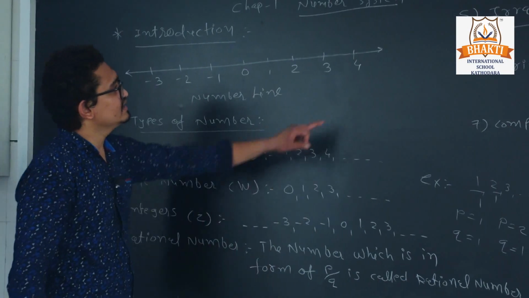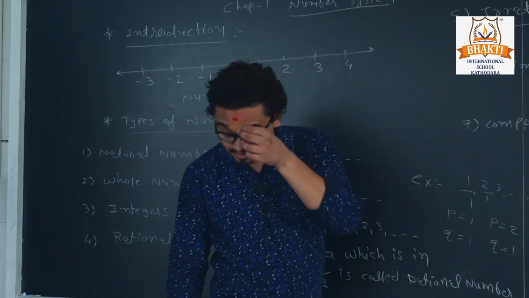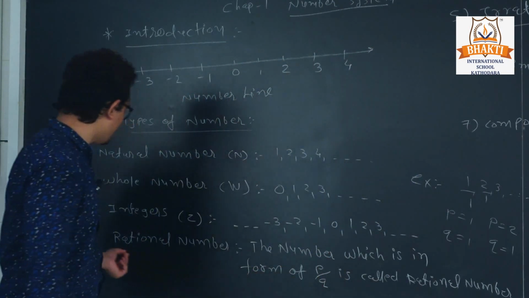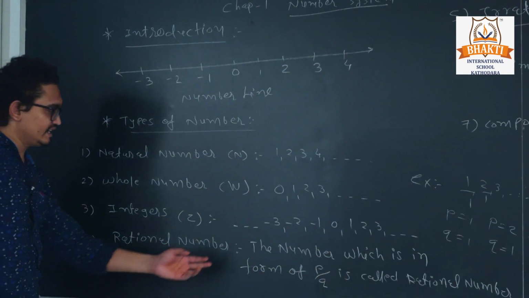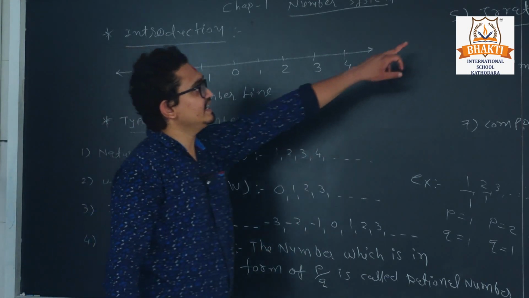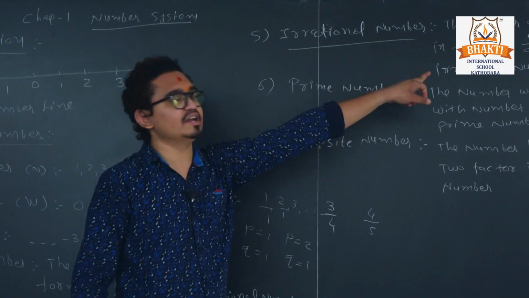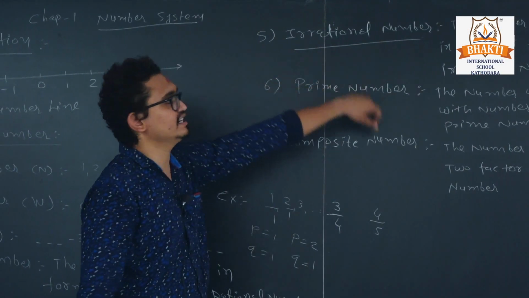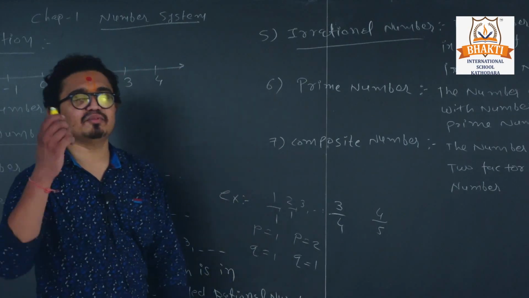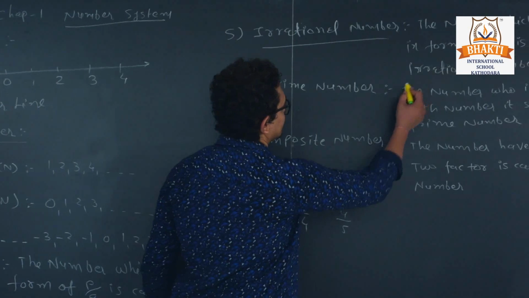The next number is the irrational number. In an irrational number what happens? It is exactly opposite to the rational number. A rational number is in the form of p upon q, but a number which is not in the form of p upon q is called an irrational number. What are examples of irrational numbers? Let us take an example of an irrational number.